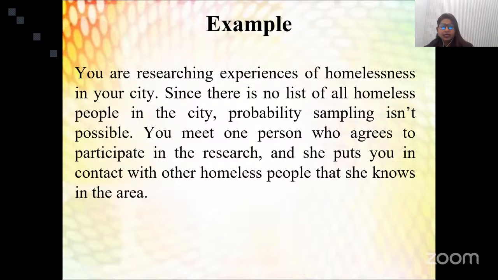So here what we can do is meet personally with a single person who agrees to participate in your research, whom you target first. If that person agrees, then he or she puts you in contact with another homeless person whom they know. This way you can collect the data from the homeless people.